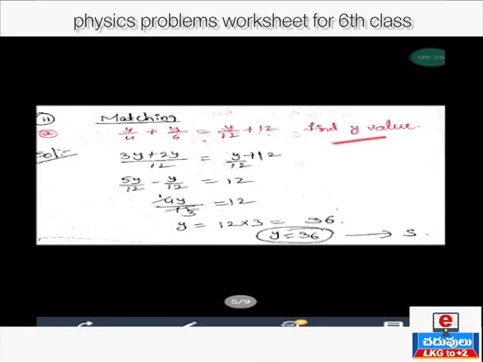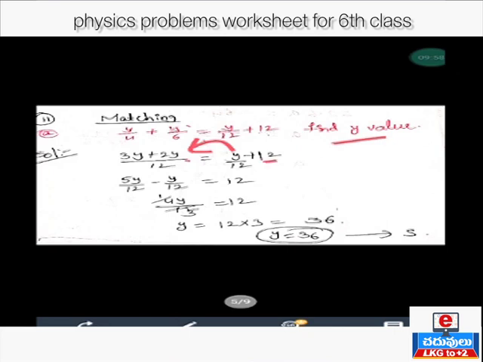In the 6 table, when can we get 12? 6 2s are 12, so 2 is multiplied by the numerator y, and we get 2y here. The RHS we can write as it is. 3y plus 2y is nothing but 5y by 12, minus this y term, transposed from RHS to LHS. So I can write here minus y by 12 is equal to the constant 12.